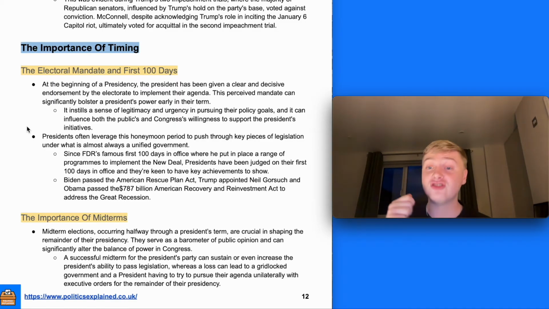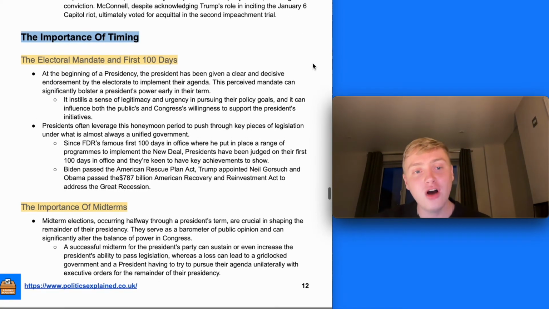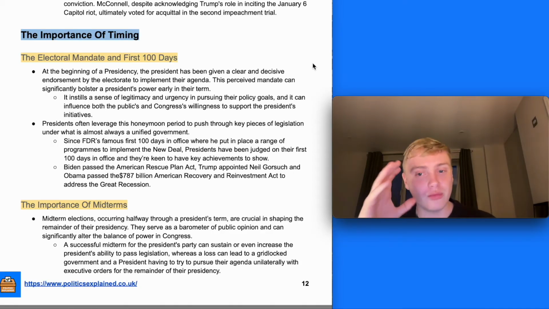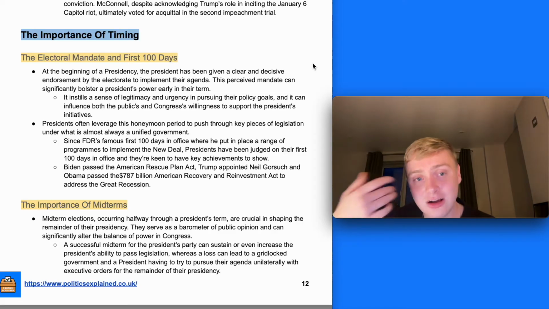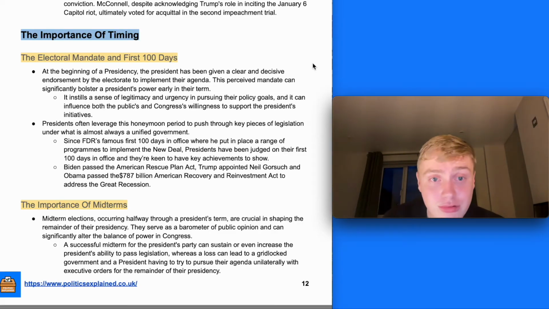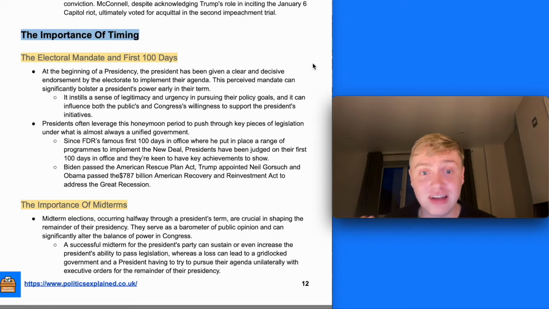The next and final key factor we're going to have a look at that influences the very nature of the president's power is timing. The first 100 days is when the president's often the most powerful, and that's because they have the electoral mandate. That comes from the fact that when they've been elected president, they've been given a clear and decisive endorsement by the electorate to implement their agenda.